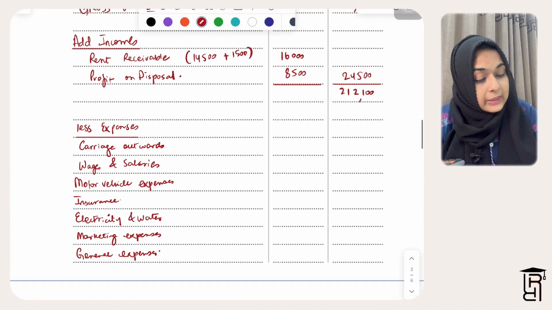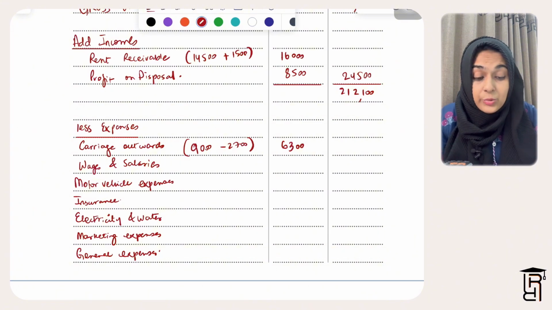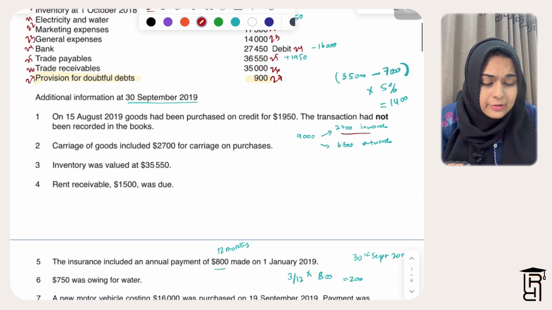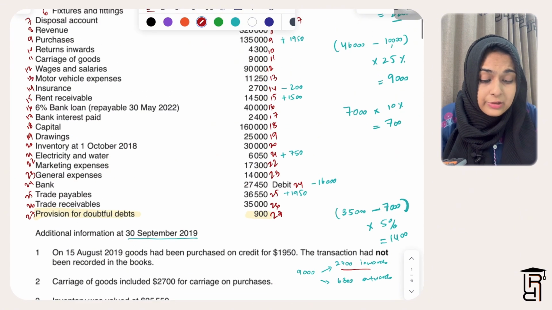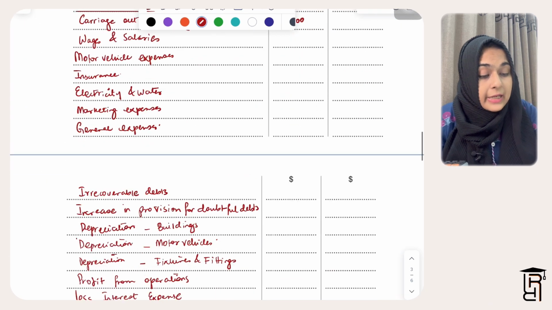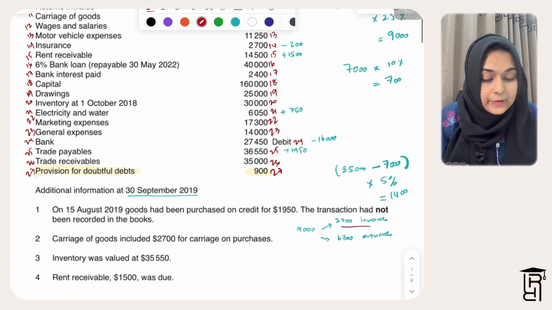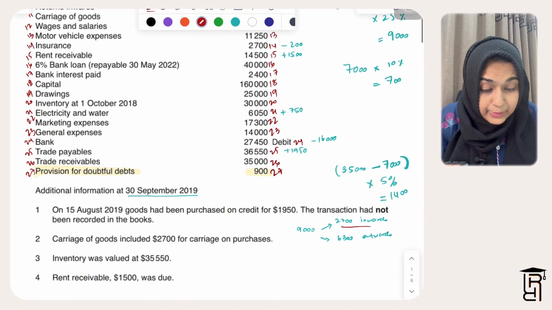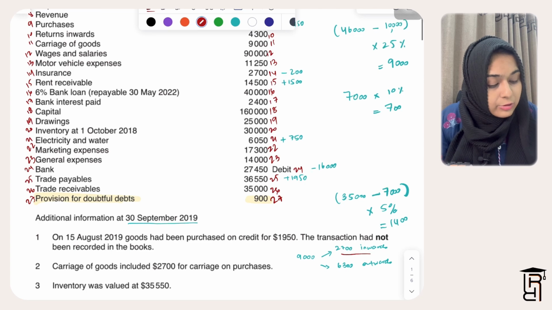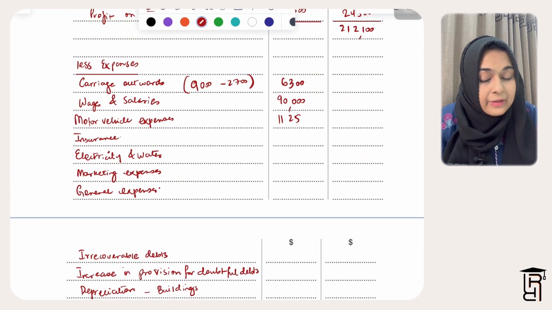Carriage outwards was 6,300. Total carriage was 9,000. Of this, 2,700 was carriage inwards. So 6,300 was carriage outwards. Wages and salaries. There is no adjustment on wages and salaries. We'll directly copy it. It's the 12th value here, 90,000. So I'll just write here 90,000. Then motor vehicle expenses. There is no adjustment on motor vehicle expenses. It's simply here 13th value 11,250. So I'll simply write here 11,250. Then we have insurance.